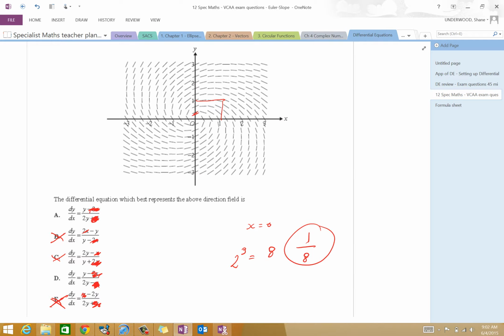Because we said at the start that on the x-axis it's constant gradient. Correct. So that means that when y equals 0, the gradient has to be negative. Yep. And if we were to make y equals 0 for D, then we'd have negative 2x over negative x, and that's a positive gradient. Okay, so it's not D.